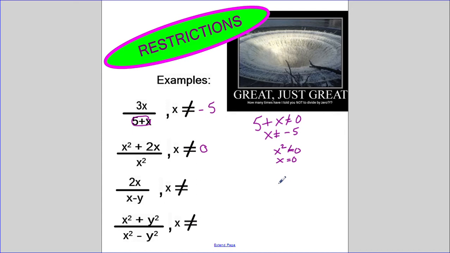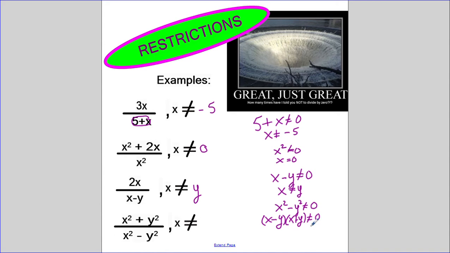Now, in our next one, we've got x minus y cannot equal 0. So therefore x cannot equal y. Now in our last one, we have x squared minus y squared cannot equal 0. Now, x squared minus y squared, that in itself is a difference of squares, right? x minus y, x plus y cannot equal 0.